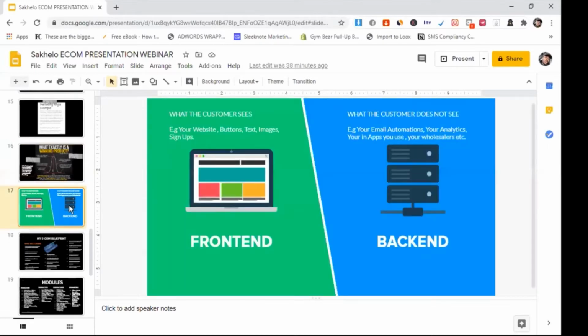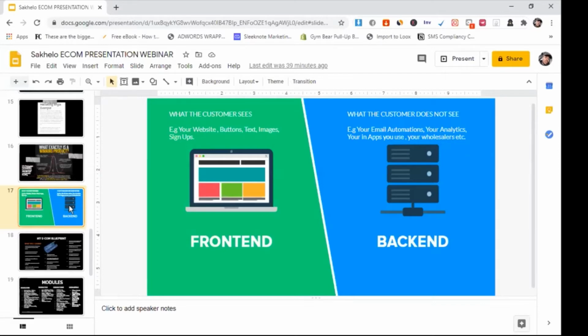Okay, let's get to the front end and the back end. The front end is everything that your customer can see. It's your adverts, the buttons on your website, your actual website, the signups that you send the customer, what the customer can read, the images, everything that the customer can see. It's called the front end.